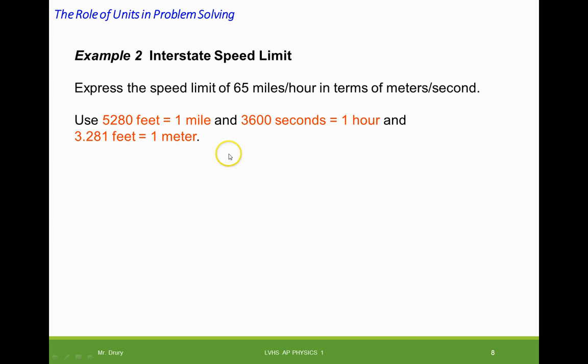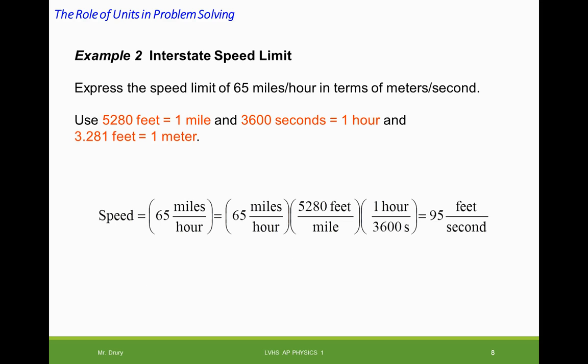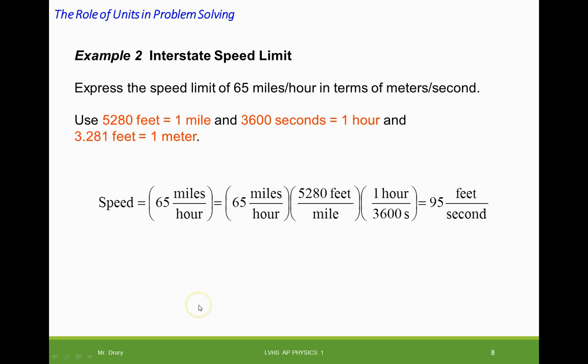All right, so let's try another example. Let's say you have 65 miles an hour and you want to change it to meters per second, okay? And we have these conversion factors, like feet into miles, seconds into hours, and feet into meters. So, let's look at this again.